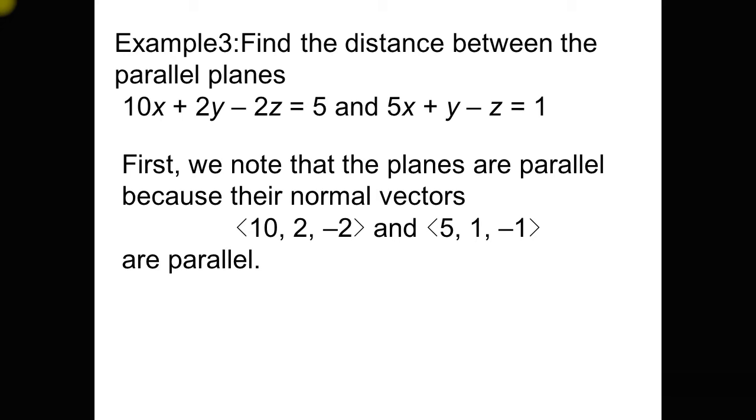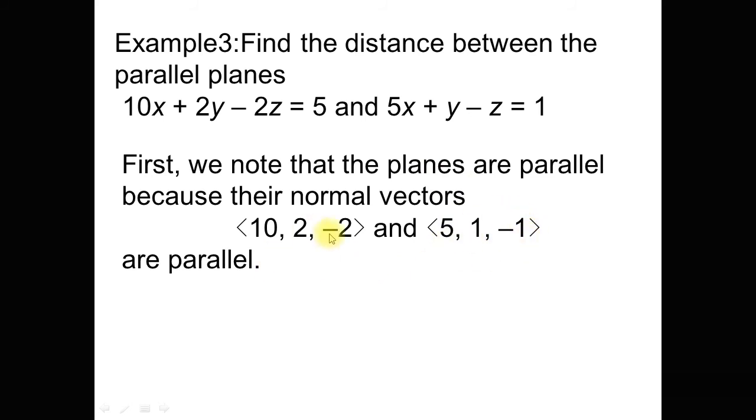Now another example, to find the distance between parallel planes. These are two parallel planes. These two planes never intersect each other because the planes are parallel, and we can see this from the normal vectors. The normal vector of the first plane is 10, 2 and minus 2, and the normal vector for the second plane is 5, 1, minus 1. The coefficients a, b, c are 10, 2 and minus 2. The value of a is 10, the value of b is 2, the value of c is minus 2 in the first plane. So this is the normal vector for the first plane, and the normal vector for the second plane is 5, 1, minus 1.